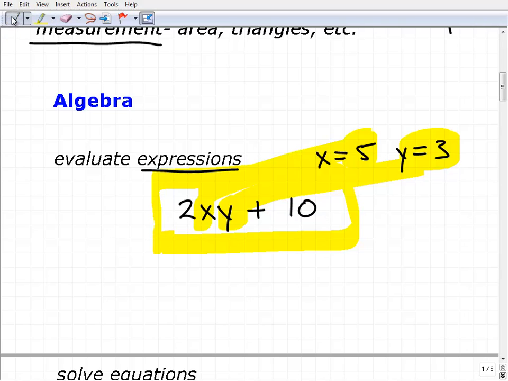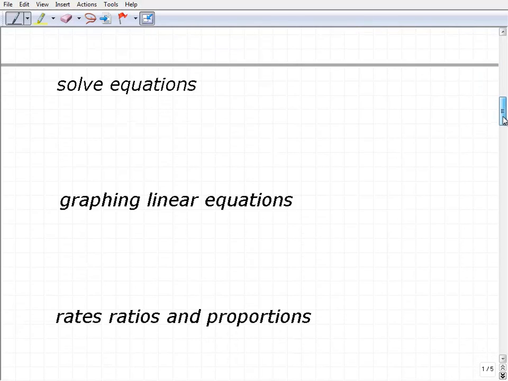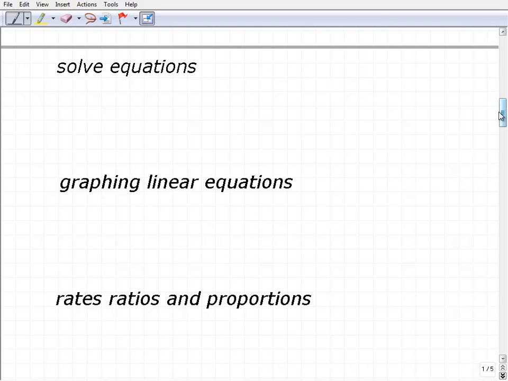So let's move on to some more topics. So that's evaluating expressions. Solving equations. So this is a huge one, and a big core skill in algebra. So give you another basic example. Let's say something like this.